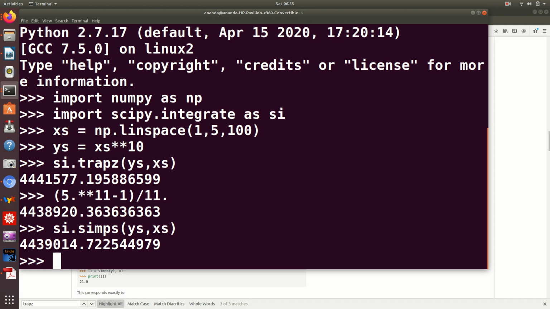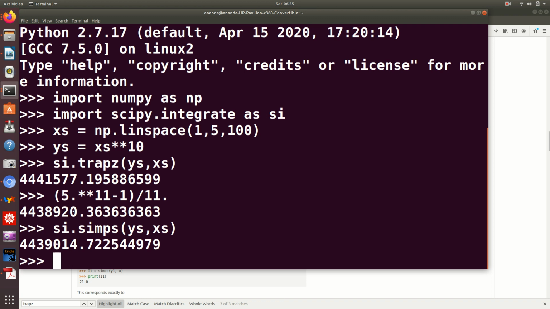But in this case, when we have taken x's, what we have done is we have taken 100 points. What that means is that we have really 99 intervals. That's an odd number, of course. So how come Simpson's one-third rule, or the composite Simpson's one-third rule, is working in this case? After all, shouldn't it really complain that it doesn't have an even number of intervals to work with?